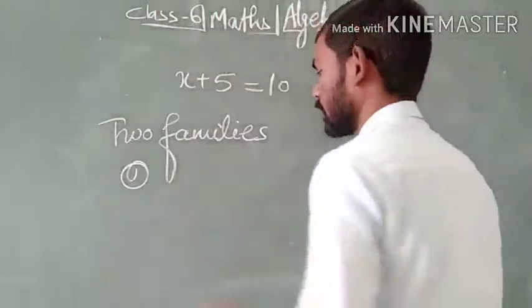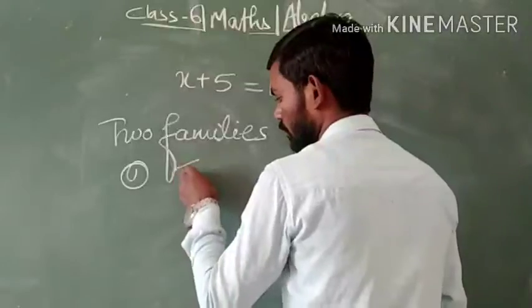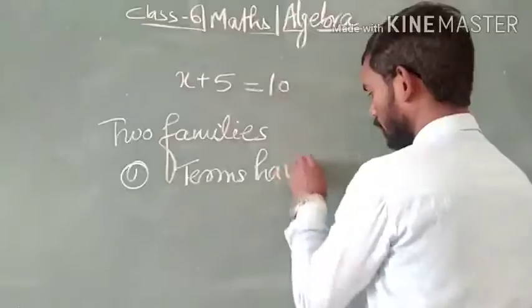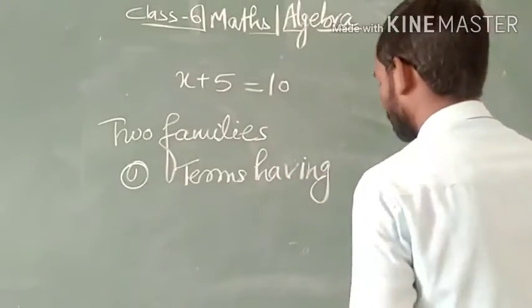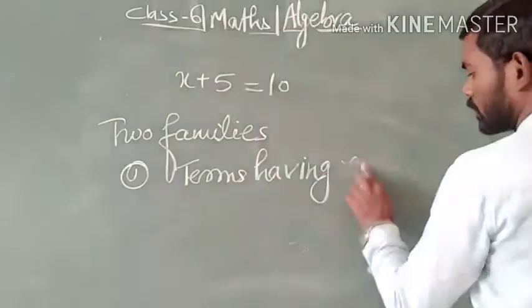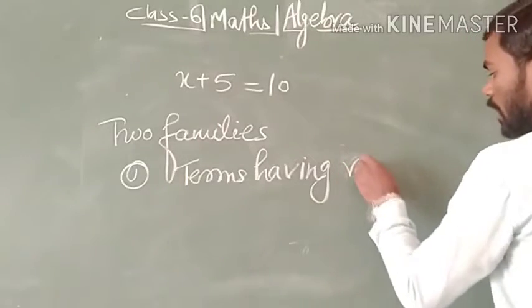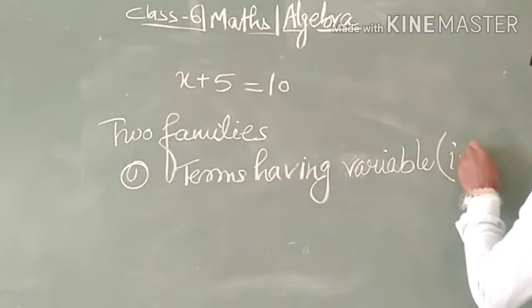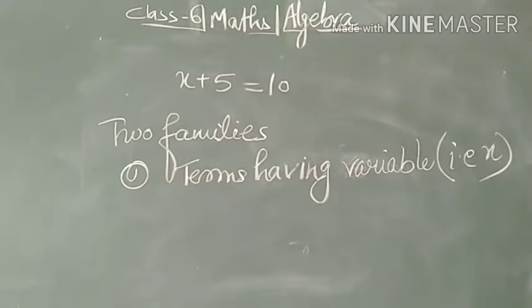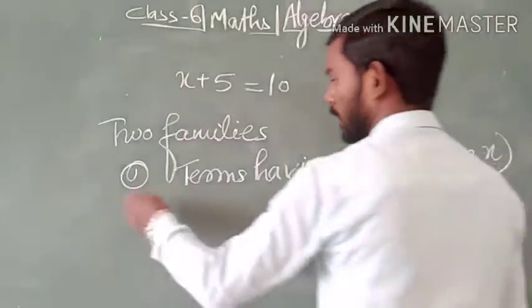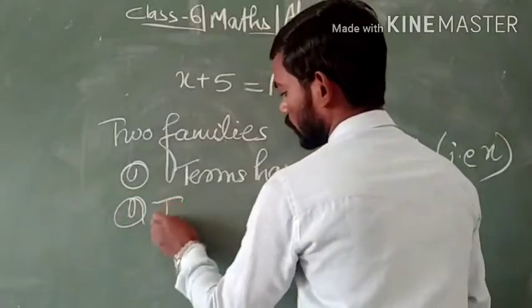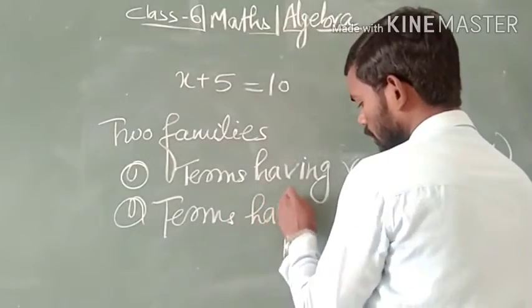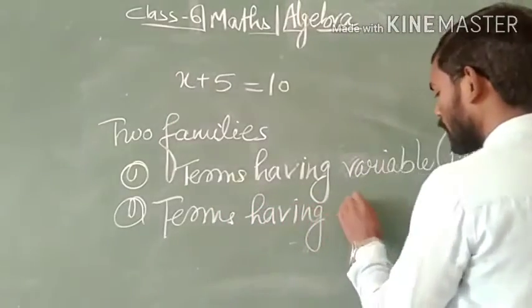The first one is terms having variable, that is x, and the second family is terms having no variable.